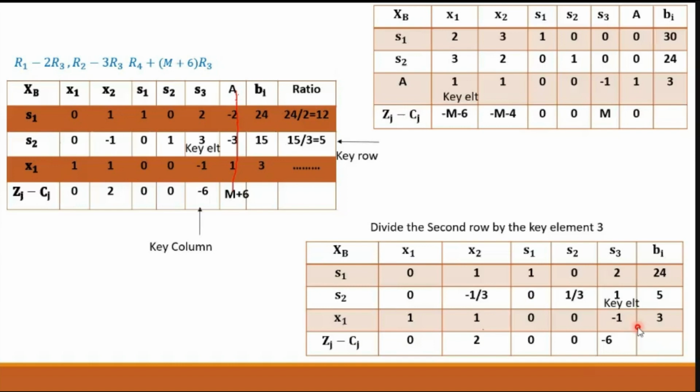Now the key element is made 1. Next step will be to make the remaining elements in the key column as 0. जब key element 1 कर दिया तो बाकी जितने भी elements हैं वो column में उसको 0 करना है. मतलब इसको 0 करना है, इसको 0 करना है और इसको 0 करना है by using the row transformation. So key element is made 1 only by dividing the second row by the key element. दूसरा कोई भी ट्रांसफॉर्मेशन यूज नहीं करना है.